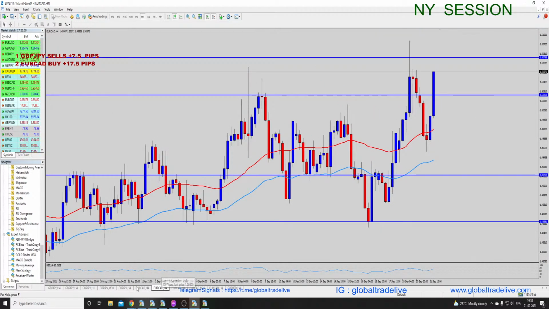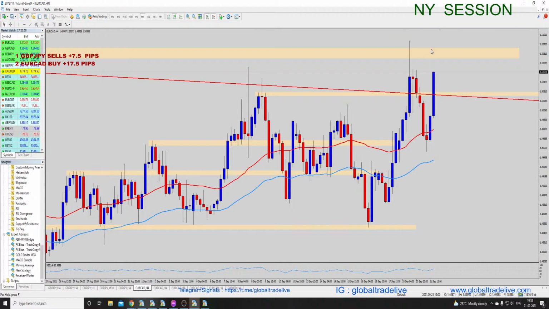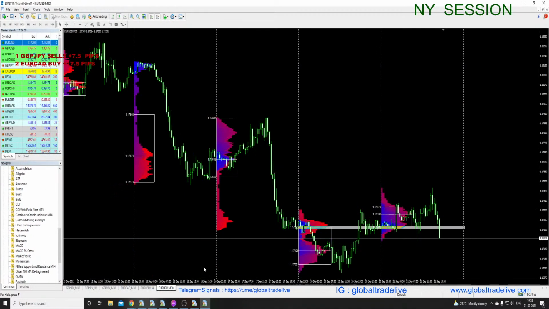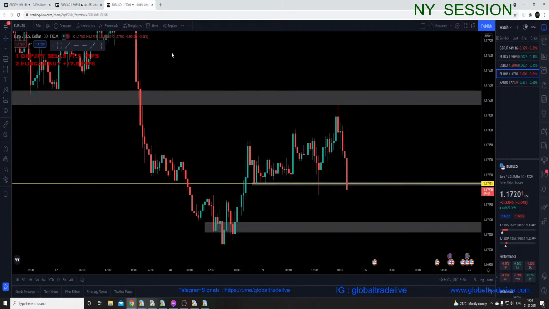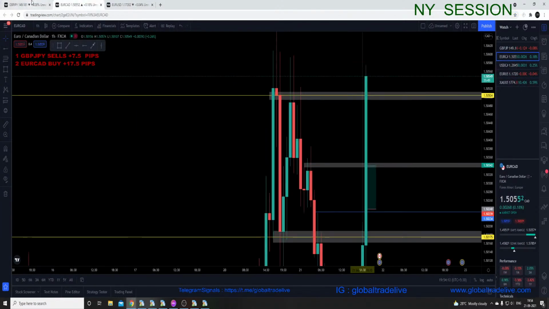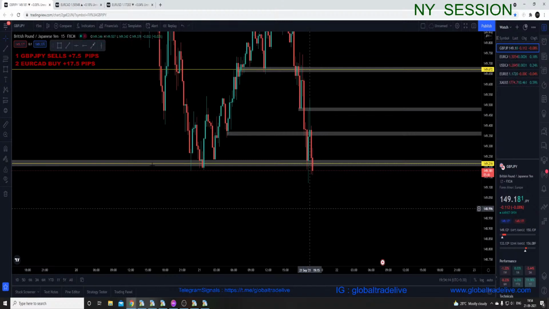It will fill the wick and will go over here. So once it taps this area, I'm gonna close the trade. 1.50827 is the TP. Oh, Euro USD is coming down. Euro USD is coming down. 5 minutes left. Let's wait for 5 more minutes. GBP/JPY struggling.